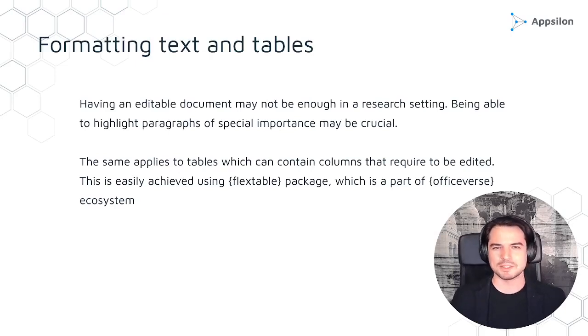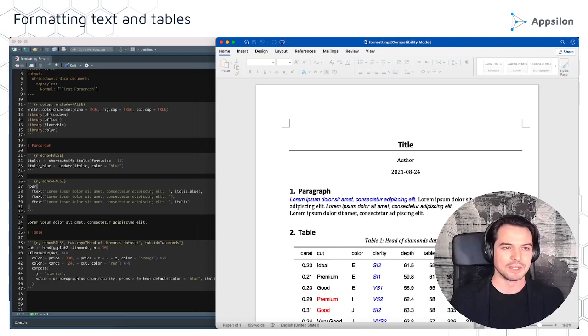Now, about formatting text and tables. Actually, just the editable document may not be enough. You may need to adjust the styling based on some features of the data. And this is actually quite limited in a normal Markdown package, but it is fully available through officeverse and through the flextable package. And in order to create this, I'm going to show you a very small example.